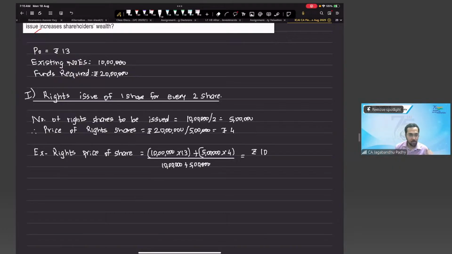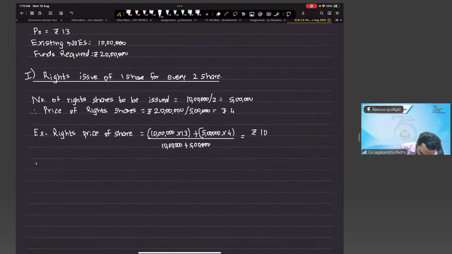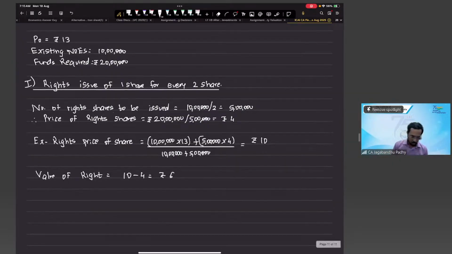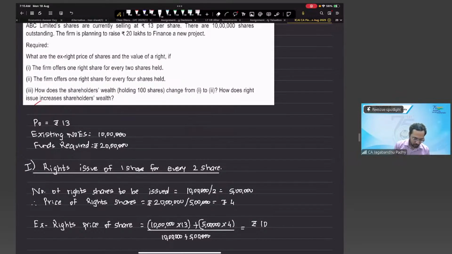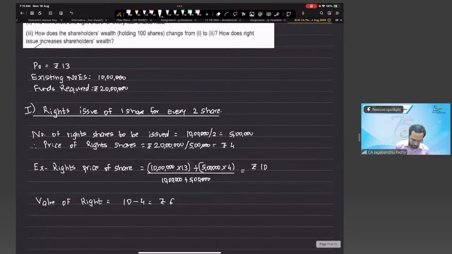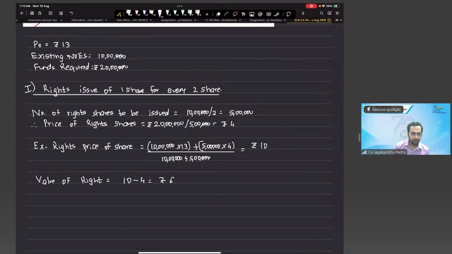Now what will be the value of the right? You are going to pay 4 for getting a share which is worth 10 rupees. So the value of the right is simply 10 minus 4, which is 6 rupees. So we have got the ex-rights price of the share and the value of a right. Each right has a value of 6 rupees, and the theoretical ex-rights price is 10.